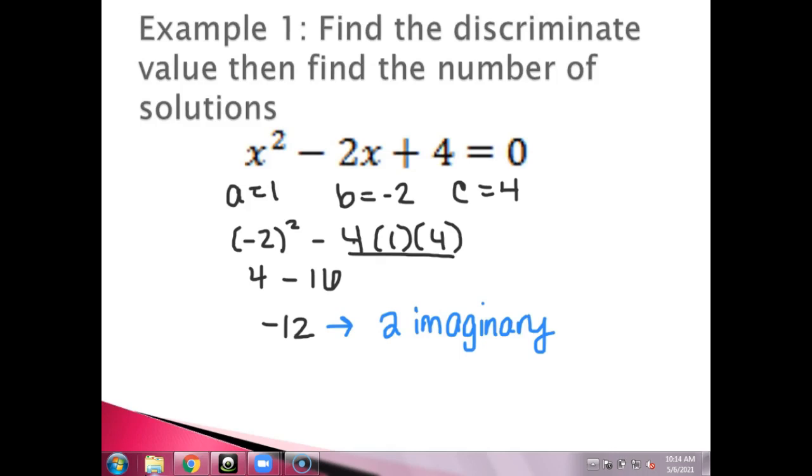So if you're typing this in on a calculator, what you would want to do is put parentheses around the number, and then parentheses around everything being multiplied. So on your calculator, when you type the middle part, you would type 4 times 1 times 4. And then that would give you your -12.